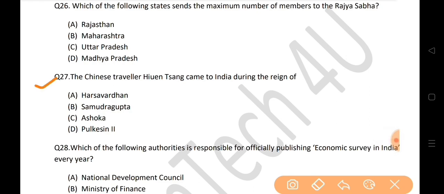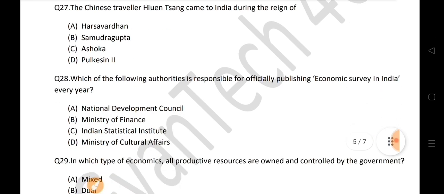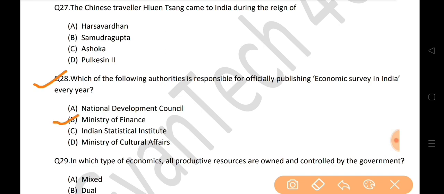Next question. The Chinese traveler Yuan Chwang came to India during the reign of? Correct answer is option A, Harshavardhan. Next question. Which of the following authorities is responsible for officially publishing economic survey in India every year? Correct answer is option B, Ministry of Finance.